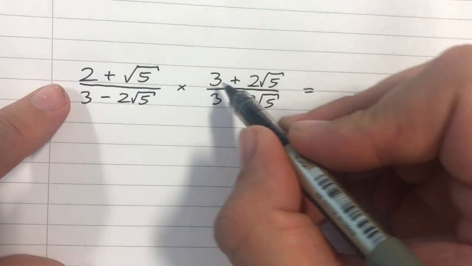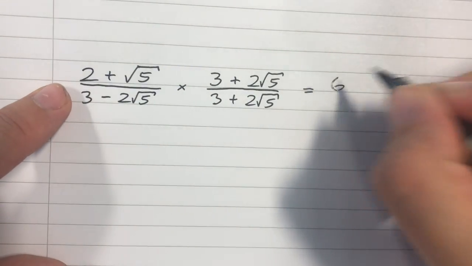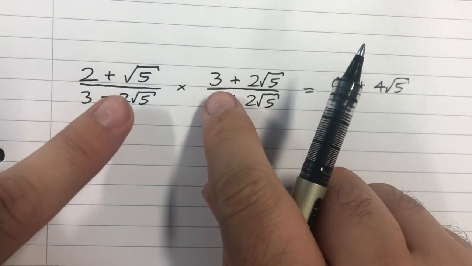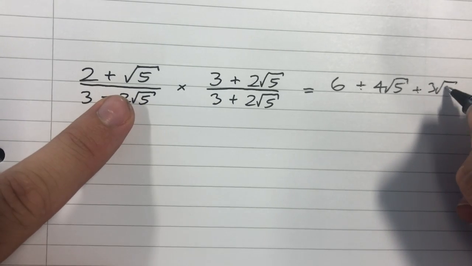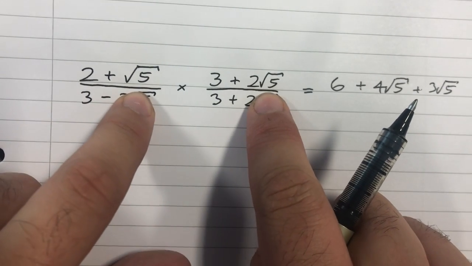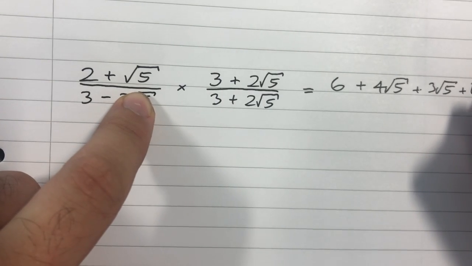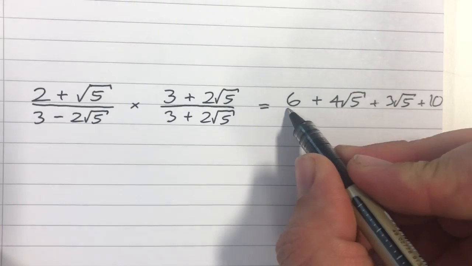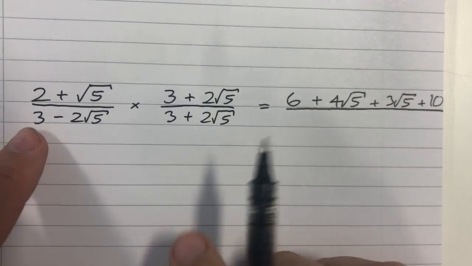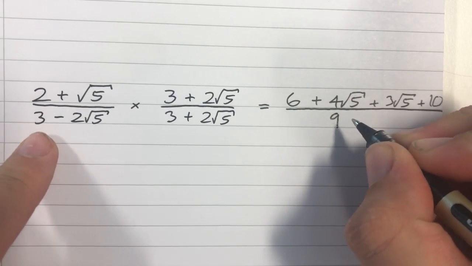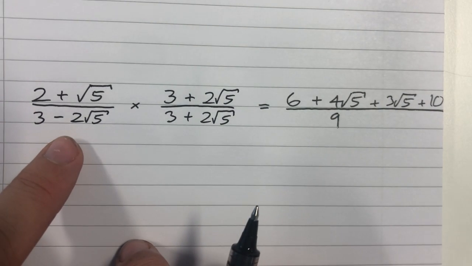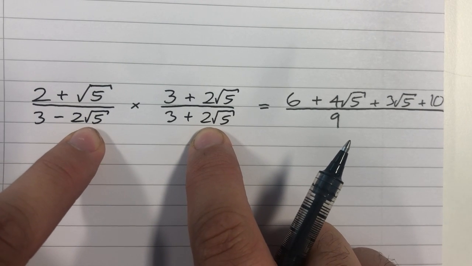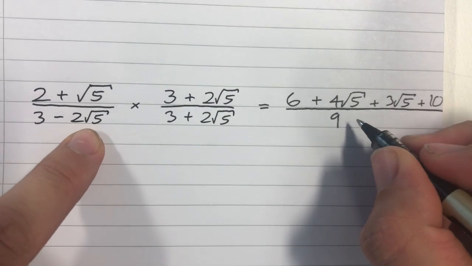At the top then, we're going to get 3 times 2, which is 6, plus 4 root 5, plus 3 root 5, and then we've got 2 root 5 times root 5, which is 2 times 5, which is 10. And then we're going to divide that by the product of my two denominators, which is going to be 3 times 3, which is 9. The irrational parts cancel out. You could write them in, but you don't have to. And then I've got 2 root 5 times 2 root 5, which is going to be 4 times 5, which is 20. So it's going to be minus 20.